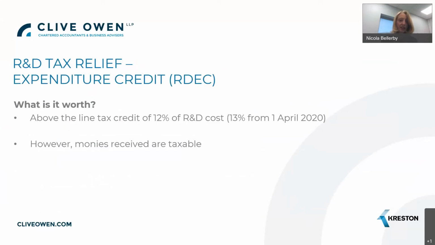The RDEC, the R&D expenditure credit, is the other type of claim, obviously much less claimed. That's simpler to work out in a way. It's just 12% of the costs up to 1st of April 2020 and 13% after that. So still worth claiming, but the monies received are actually taxable, so you don't get your full 13%.